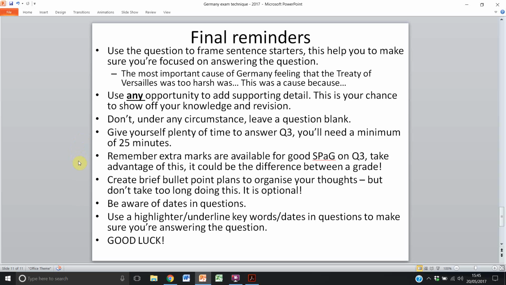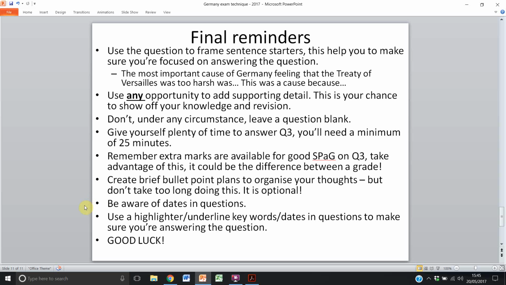Think about those extra marks that are available for good spelling, punctuation and grammar for question 3. 4 marks available there. Take advantage of it. It could be the difference between a grade. This is optional advice. You could think about doing a brief bullet point plan to organise your thoughts. But if you do that, do not take too long creating these plans and it is purely optional. I would only really recommend it if you're really struggling to write an answer.